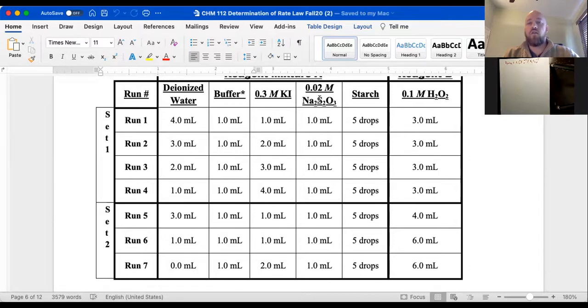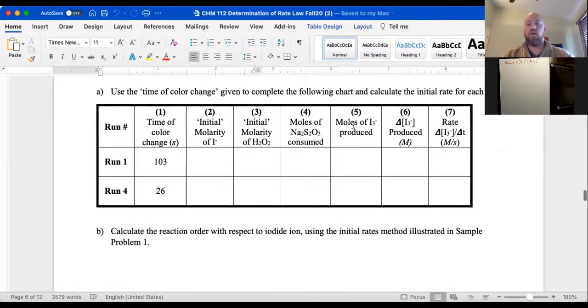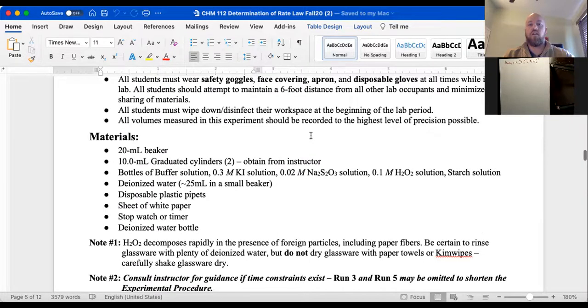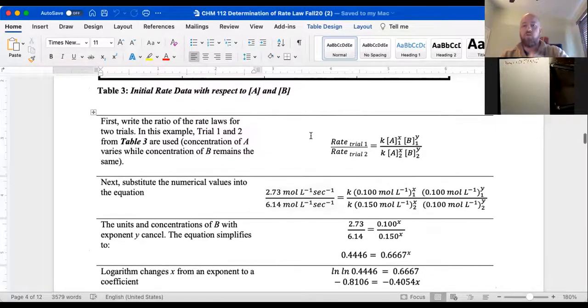For the sodium thiosulfate value, the moles consumed, moles is just the molarity times the volume. But remember, the volume has to be in liters. Since they're all the same, you could just set your equation up, and they're obviously going to be the same for all of those in that column. The moles of iodine produced is half of the thiosulfate. So the values are obviously going to be very similar in those two columns.